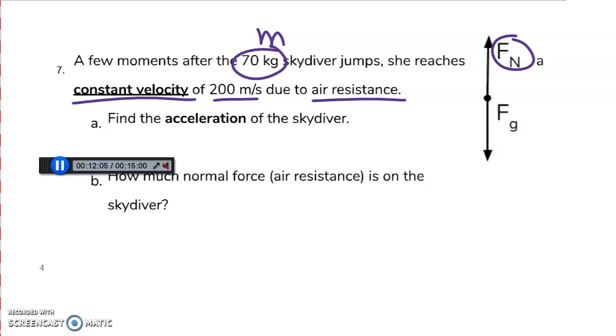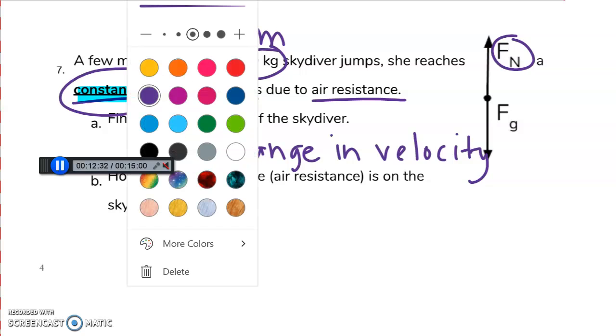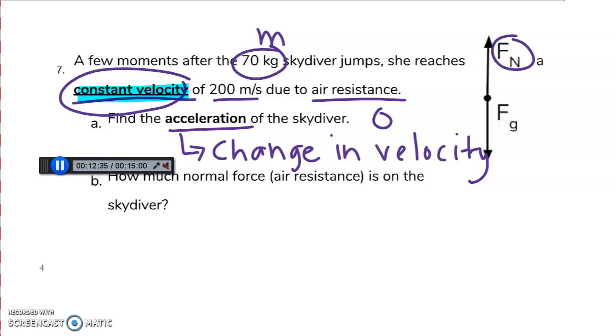I think this is a trick question. It's weird, I don't usually ask trick questions. Well, this is saying it's moving with constant velocity. And something we need to remember as physicists trying to understand how the world works is that acceleration means change in velocity. And if the problem says that there's constant velocity, that means there's no acceleration. So the answer here is 0.